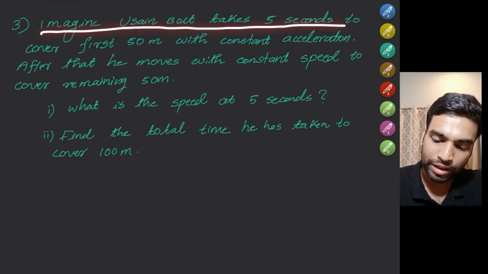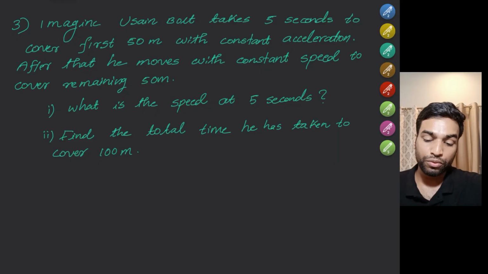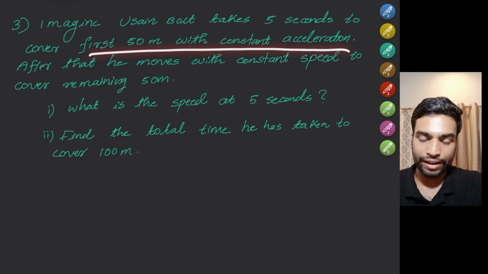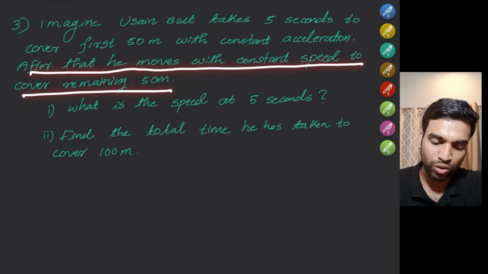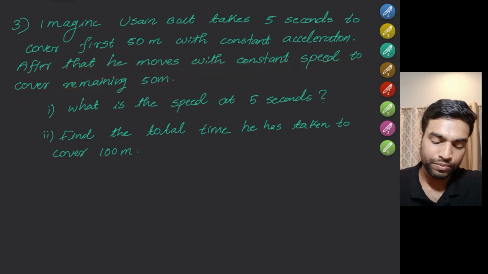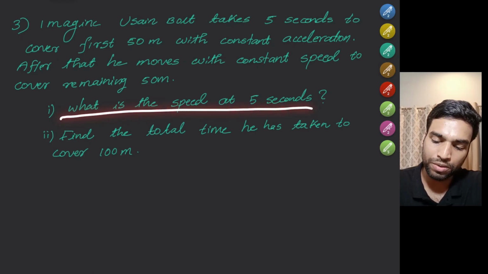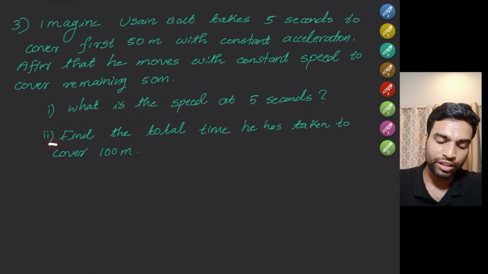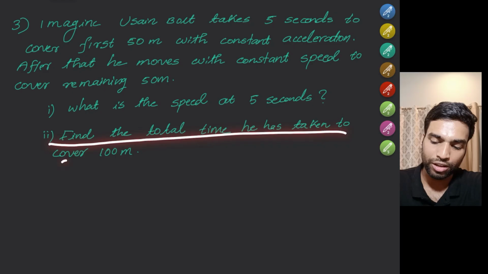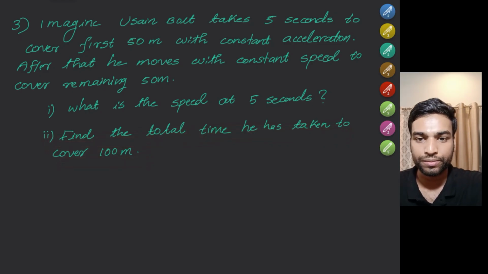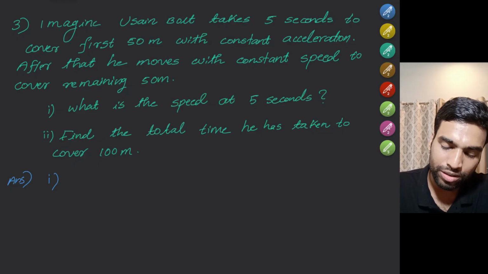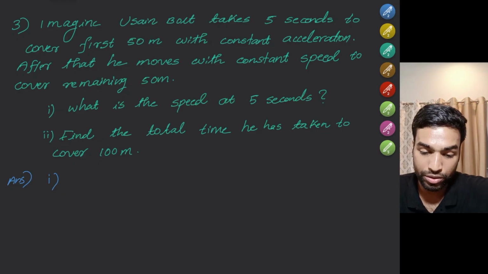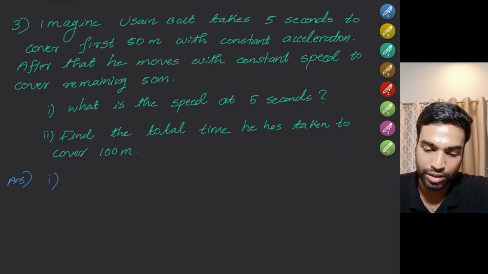Imagine Usain Bolt takes 5 seconds to cover the first 50 meters with constant acceleration. After that, he moves with constant speed to cover the remaining 50 meters. The question is, what is the speed at 5 seconds? The second question is, find the total time he takes to cover 100 meters completely. Here what we know is the time duration and the information regarding the distance coverage, correct?